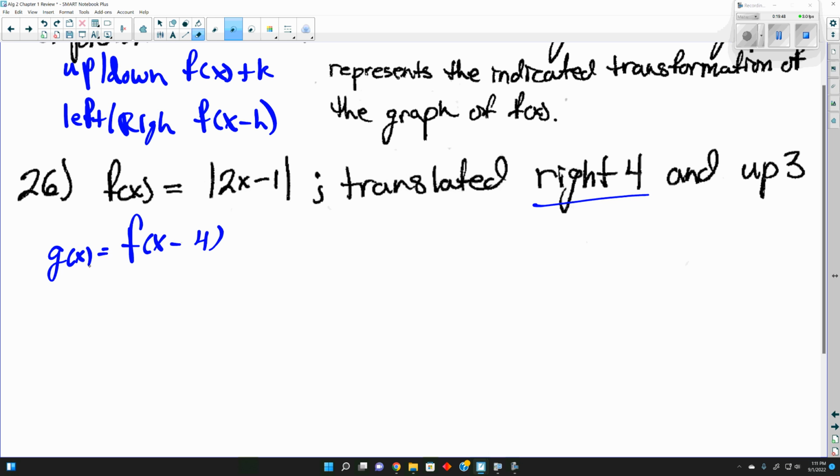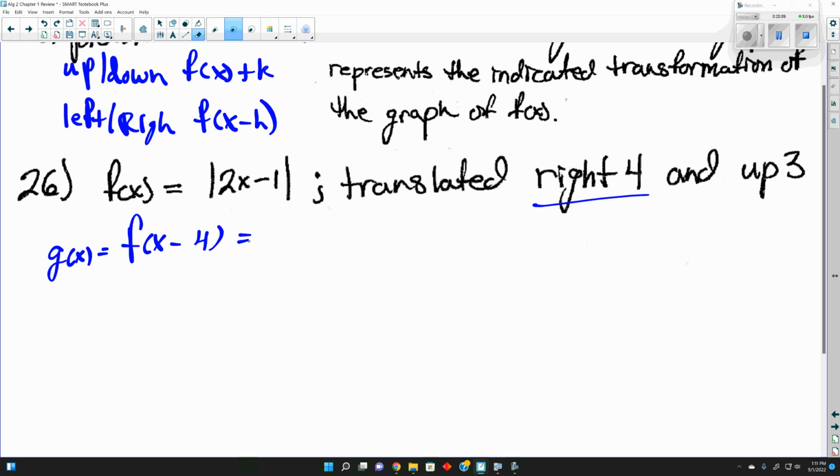Because again, we don't have one transformation, we have two. So our next movement of up 3 is not going to affect our absolute value of 2x minus 1. It's going to affect the one that we actually translated to the right 4. So after we finish translating it right 4, then we're going to take that new one and move it up 3.